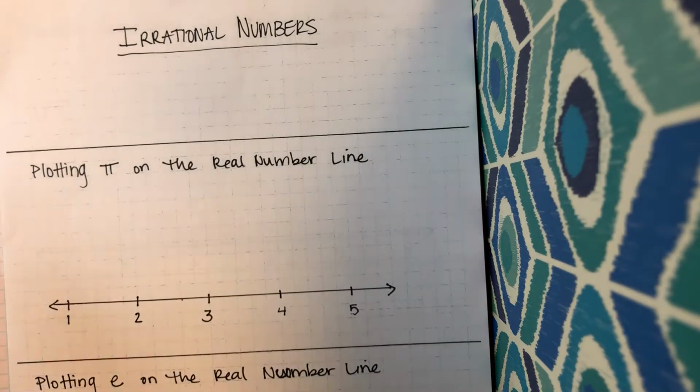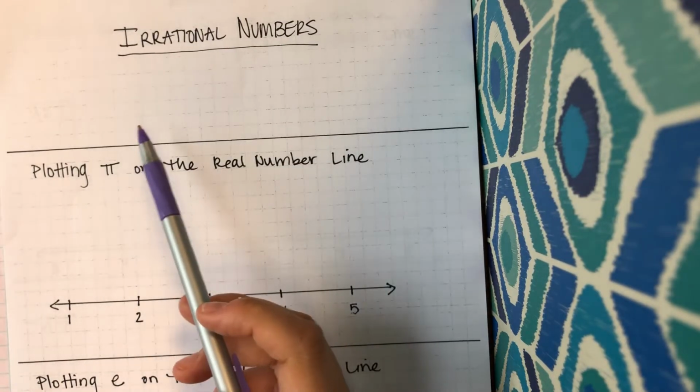Hello everyone. So in class we've been talking about how you plot rational numbers on the number line. Rational numbers are numbers that are integers or mixed numbers or terminating and repeating decimals. And they are all really easy to get on the number line, and we've learned how to do that.